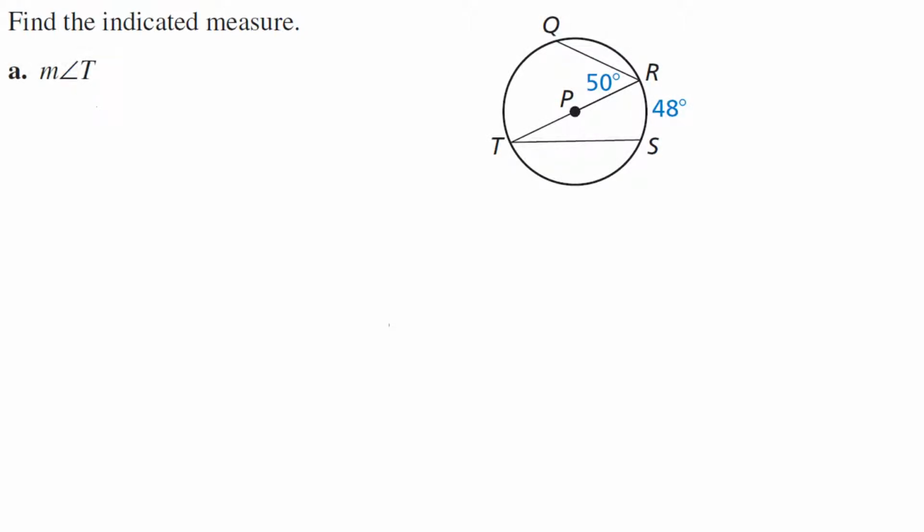Okay, so let's take a look at a picture. Let's get some numbers on here. We want the measure of angle T. Well, I see arc RS measures 48 degrees. I know the measurement of angle T has to be half of that measurement. So the measure of angle T has to be half of 48 degrees, which is 24 degrees.